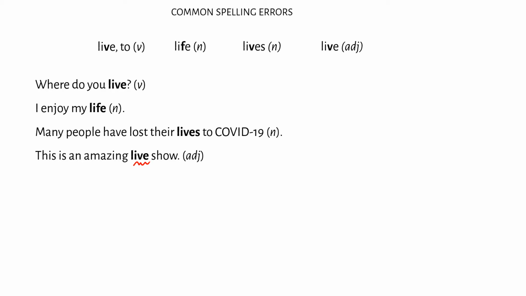So we get a V. So that's something to look at, right? The V and the F, what do we do with those things? You can't say, I enjoy my life. That's incorrect. Where do you live? Incorrect. Yeah? They have lost their lives. Incorrect. This is a life show. Incorrect. Okay? So live, live, life, lives.